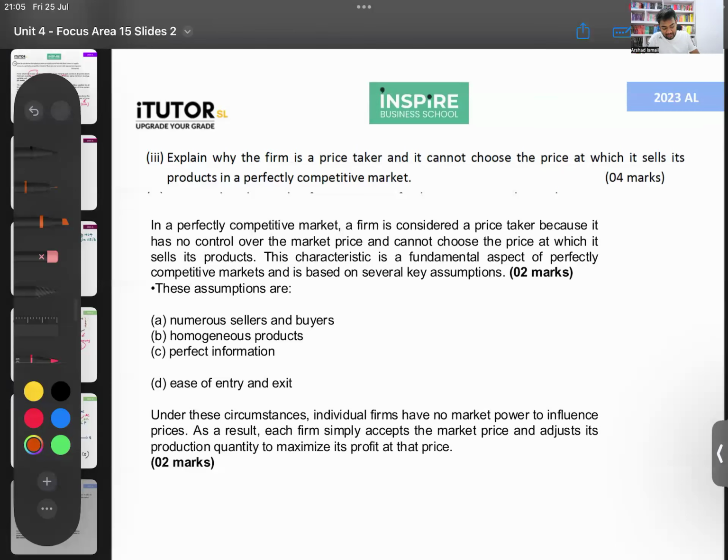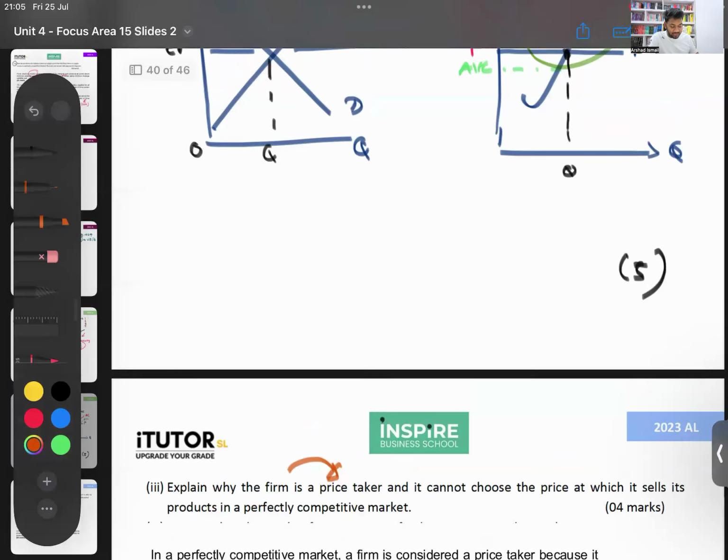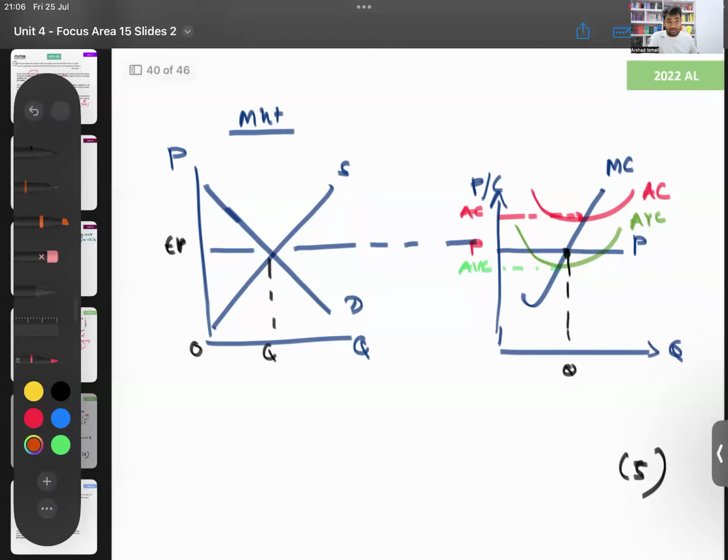Explain why the firm is a price taker and cannot choose a price at which it sells its products in a perfectly competitive market. So in a perfectly competitive market, why can't you choose your price? You have to explain why a firm in perfect competition is a price taker. That is what you have to explain.